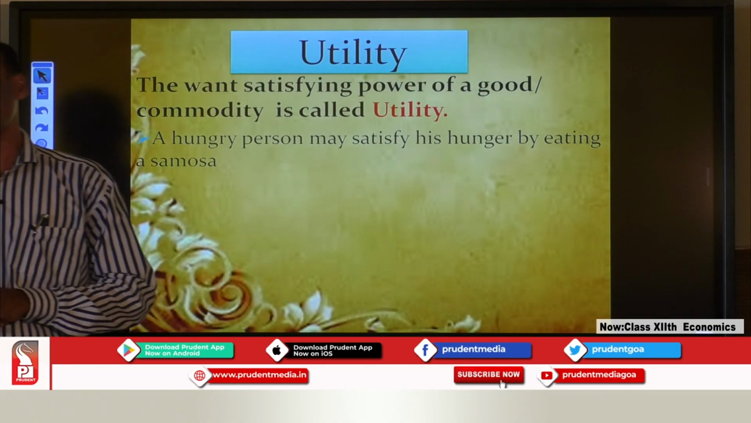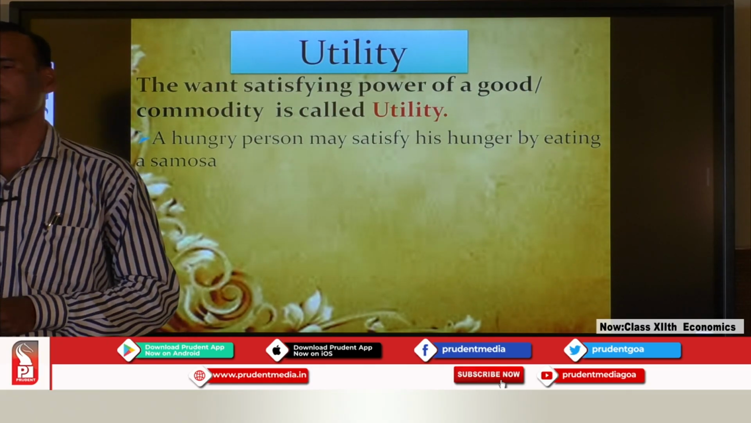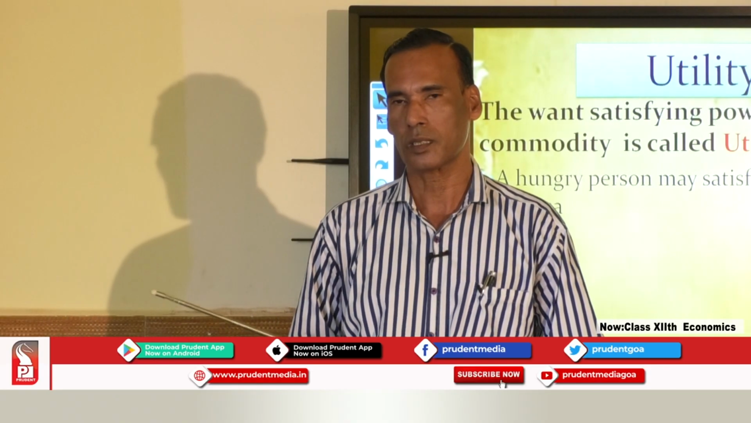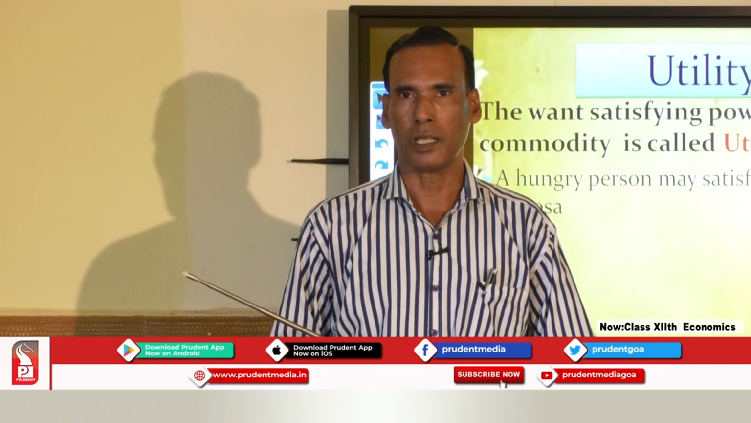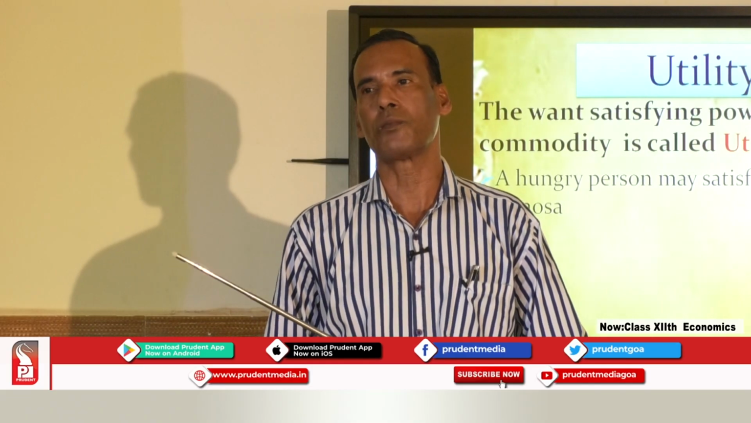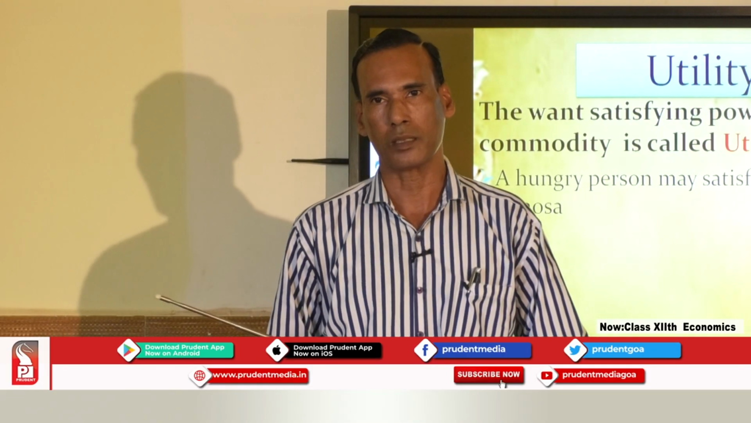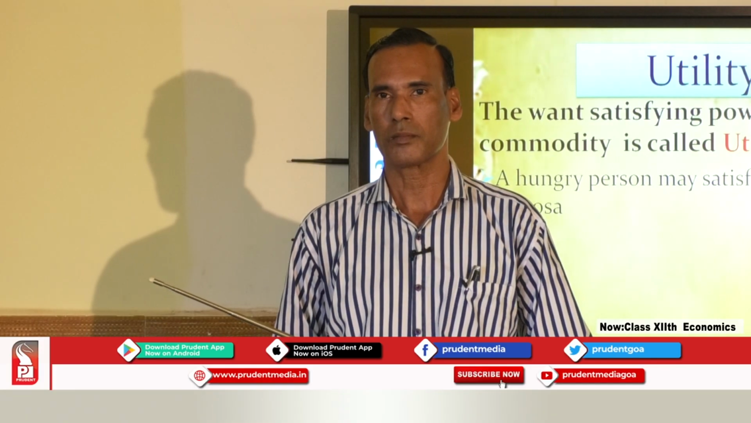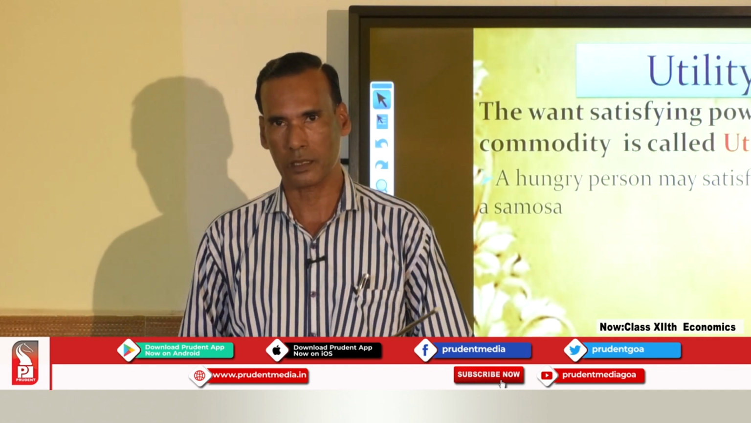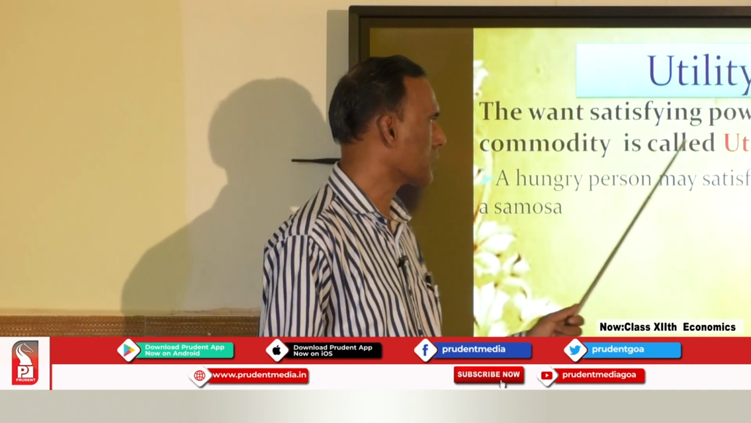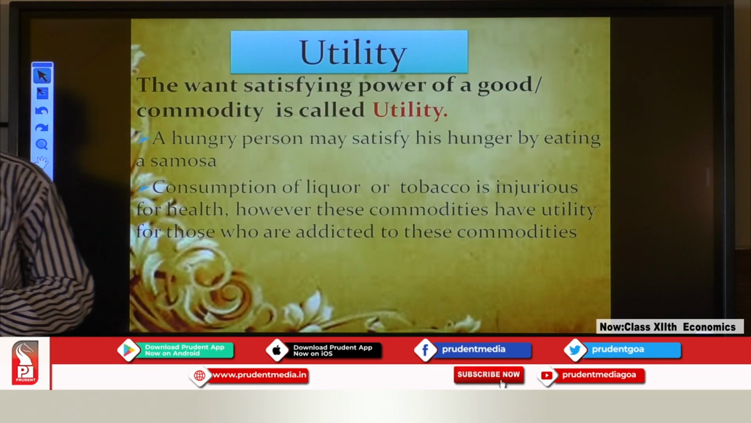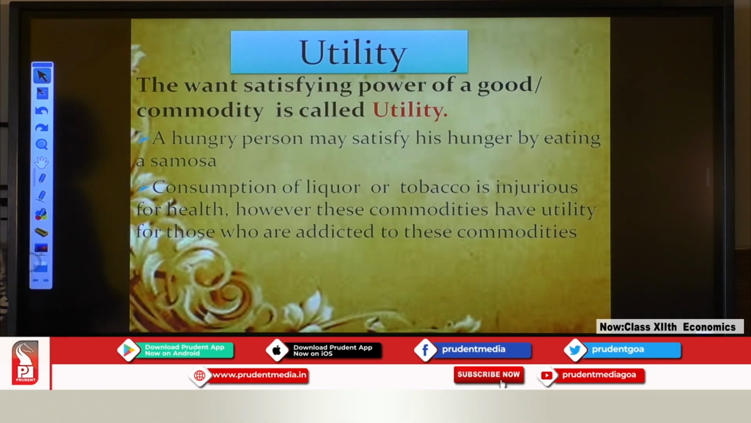Secondly, another example that I can give you. We know that tobacco and drugs are injurious to health. But still, these items satisfy the wants of a person who is addicted to them. That means utility does not follow ethics. So in short, you need to know that utility has the power to satisfy human wants.